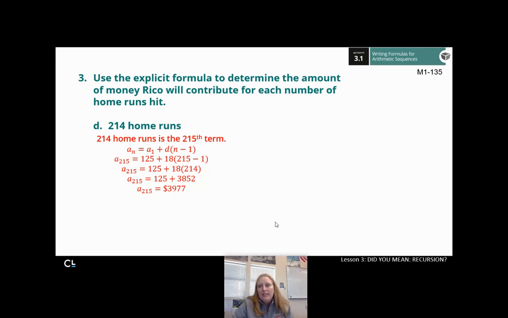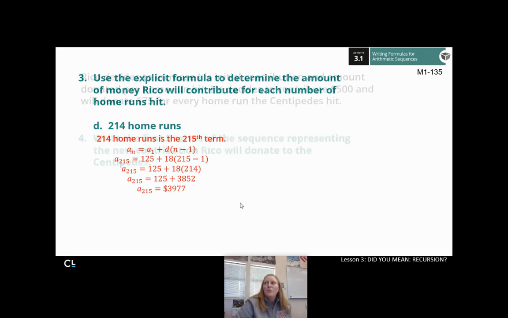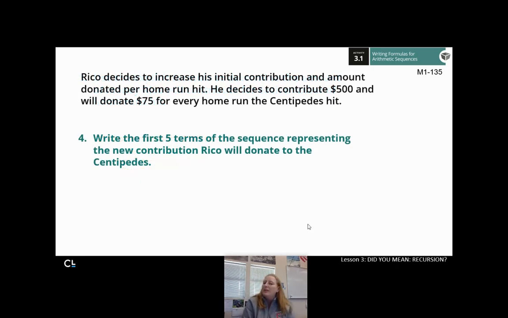You know what, though? Rico's looking at his contribution, and he's looking at these numbers, and Rico's like, that's kind of weak. I can do better. So Rico decides to increase not only his initial contribution, but also the amount donated per home run hit. So he decides to contribute $500. And he's going to donate $75 for every home run the Centipedes hit.